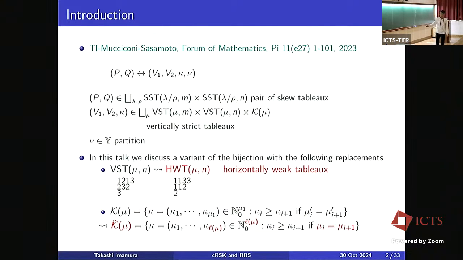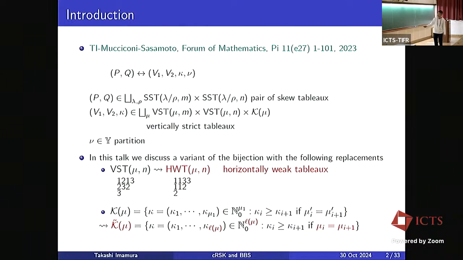In VST, we do not apply any order in the horizontal direction, but we apply the strictly increasing order in the vertical direction. And kappa here is a certain sequence of integers, and nu is a partition. In this talk, we discuss a variant of this bijection, with the following replacement.